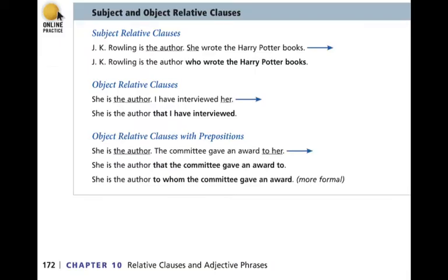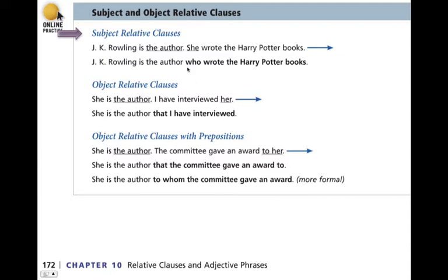Now, let's take a look at the grammar explanations, and remember to do your online practice. First, let's take a look at subject and object relative clauses. Subject relative clauses. J.K. Rowling is the author. She wrote the Harry Potter books. J.K. Rowling is the author who wrote the Harry Potter books.